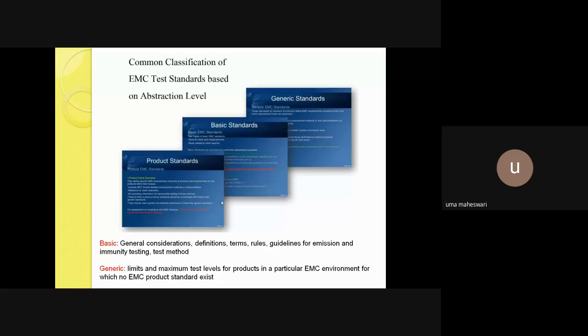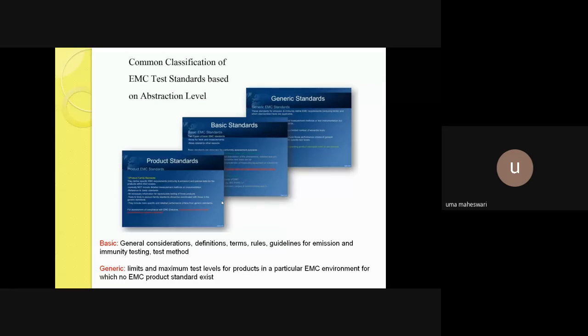These standard committees define three types of standards: generic standards, basic standards, and product standards. Basic standards have only the general considerations, definitions, terms, rules, and guidelines for emissions and immunity testing and test methods. Even for the testing equipment, there are basic guidelines in the standards. The testing equipment has to follow the FCC or CISPR defined standards, and only then will the calibration be accepted for the regulations.